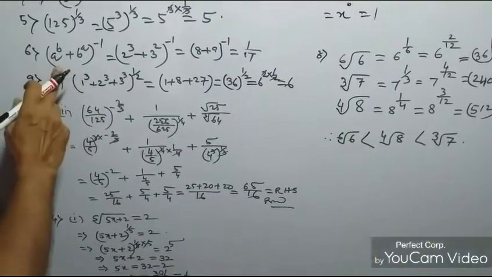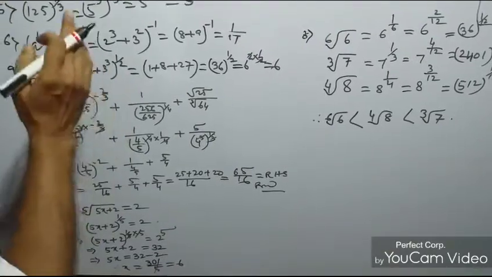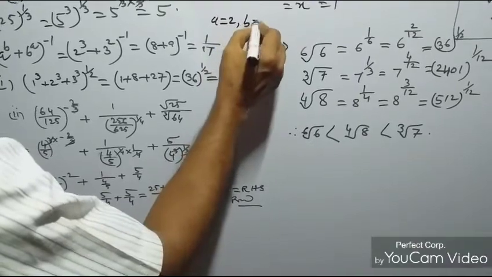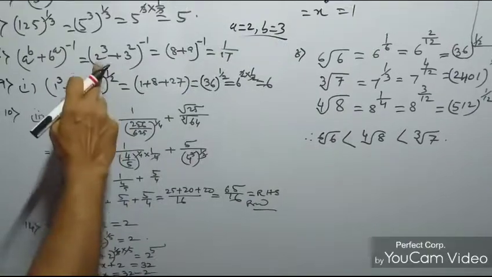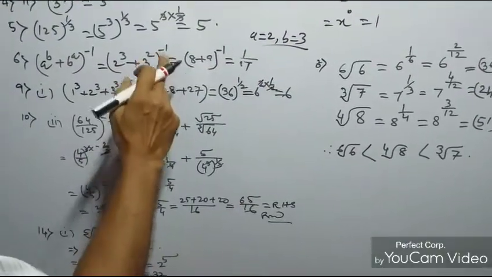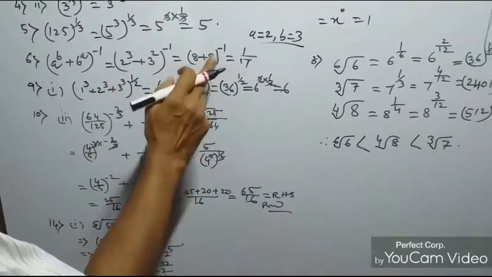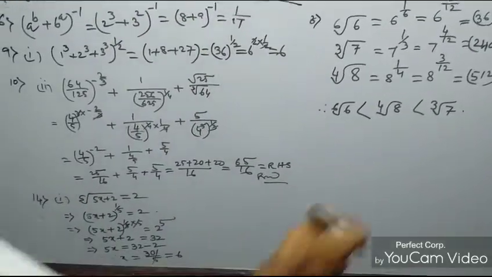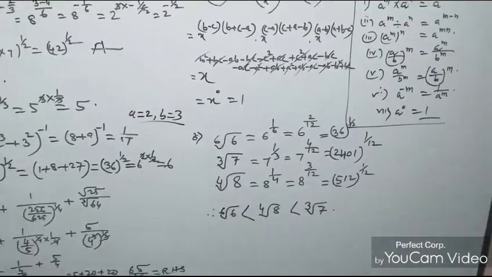Then number 6: (a to the power b plus b to the power a) to the power minus 1, where the values are given, a equal to 2 and b equal to 3. So a to the power b means 2 to the power 3 plus 3 square, all to the power minus 1. So it is actually coming 8 plus 9, 17. 17 to the power minus 1 will be coming 1 by 17, using that formula, a to the power minus m equals 1 by a to the power m.